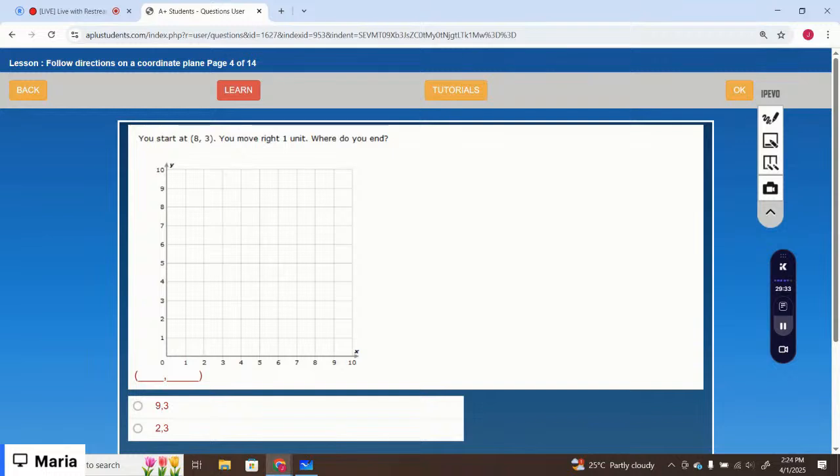You start at 8, 3. You move right 1 unit. Where do you end? That is 9 and 3. Option number one is the correct option.